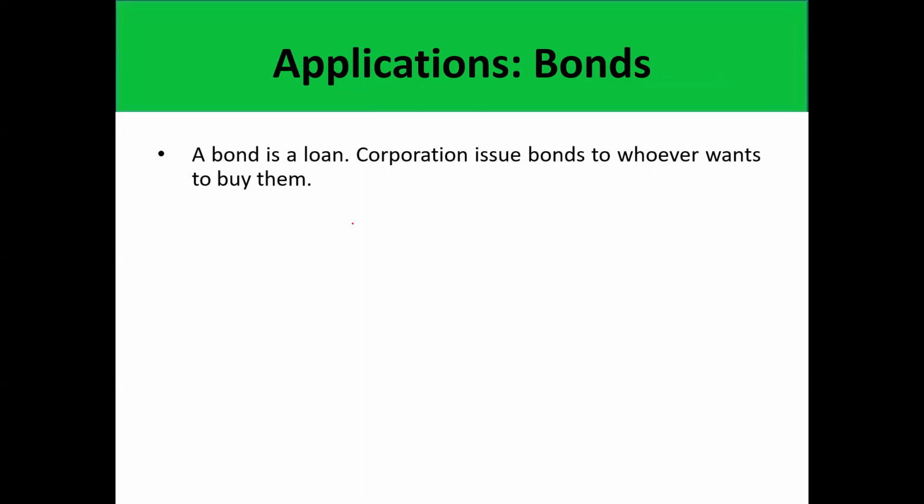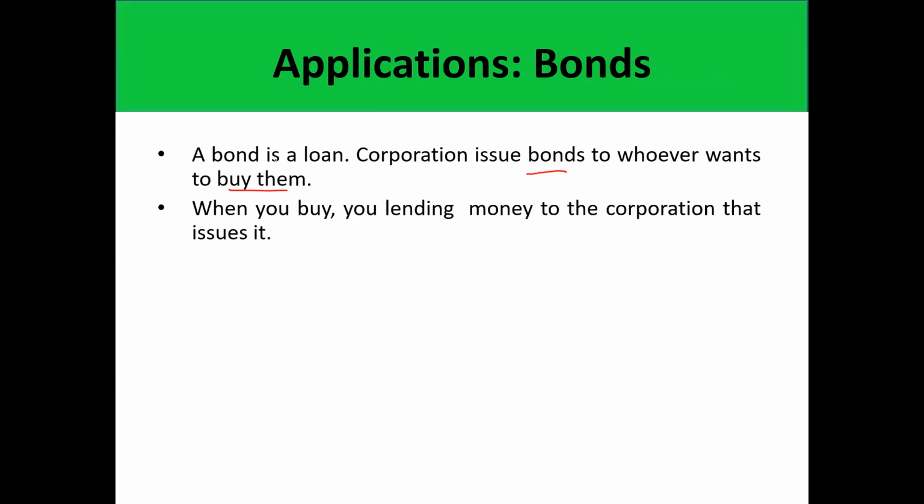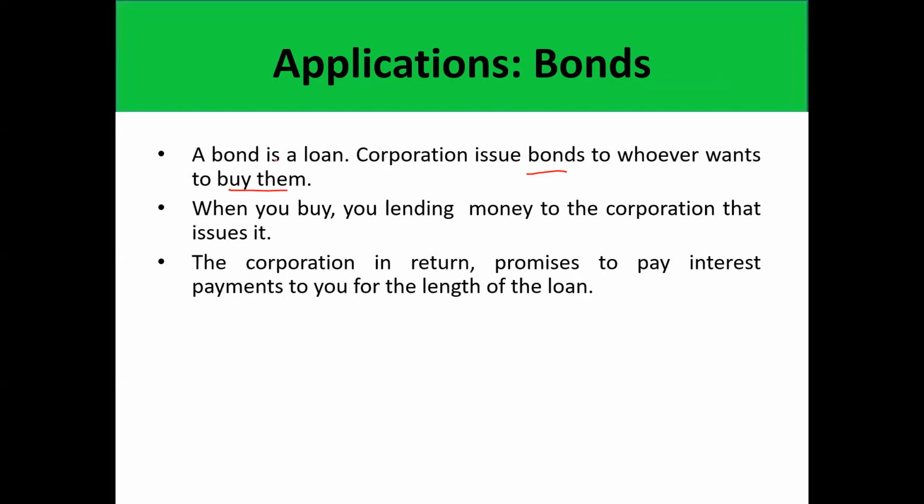Now, a bond is a loan. Corporations issue bonds to whoever wants to buy them, and when you buy, you're lending money to the corporation that issues it. The corporation in return promises to pay interest payments to you for the length of the loan. So it's like the corporation is borrowing money from you, and when they return it, they give you interest earnings.